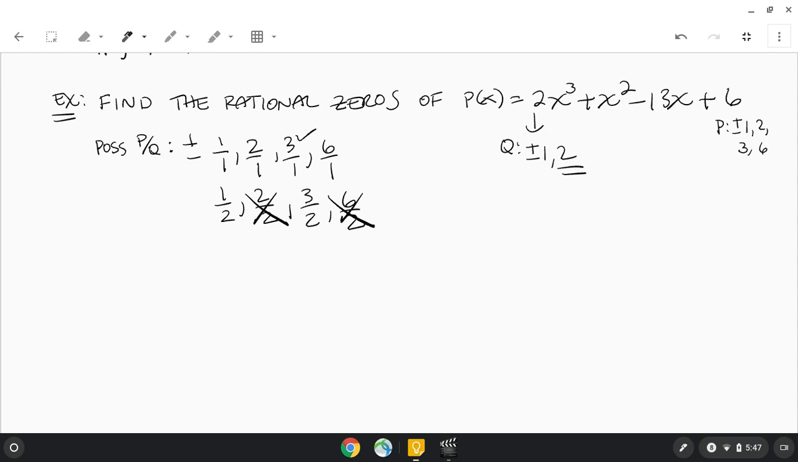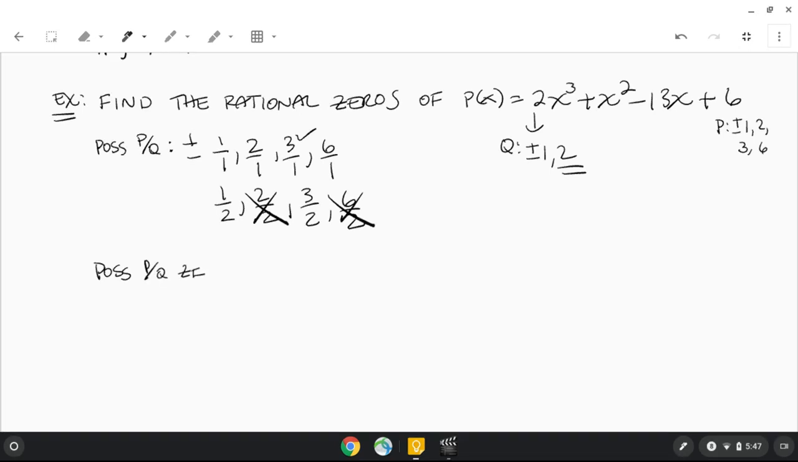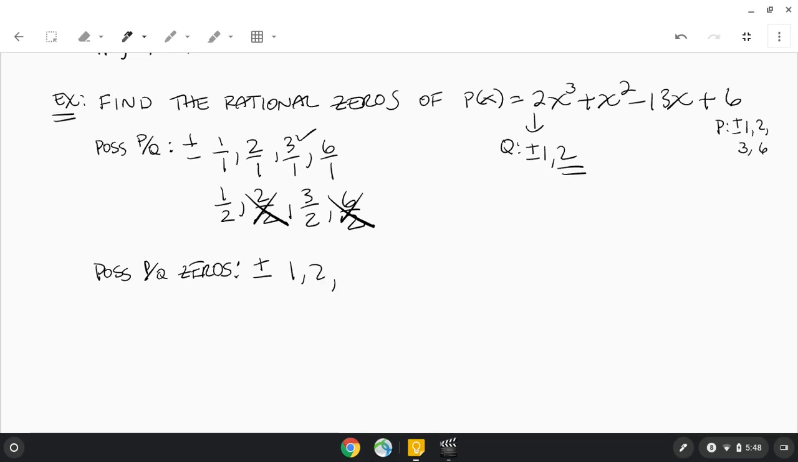All right, so these are the ones that we want to try. So we want to try all the positives and negatives of this list: 1, 2, 3, 6, 1/2, and 3/2.